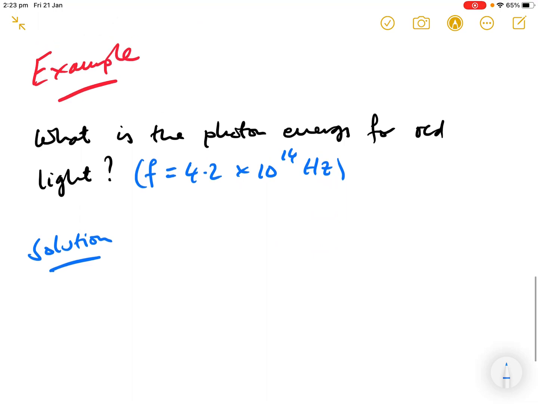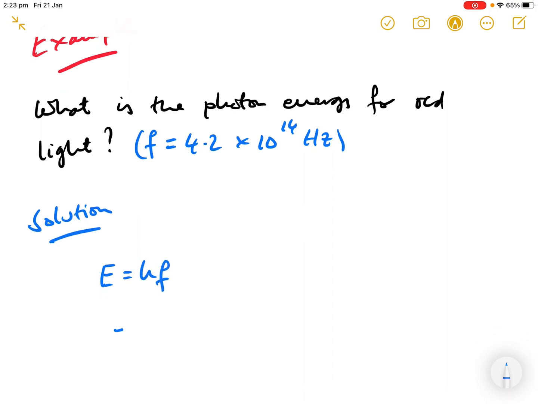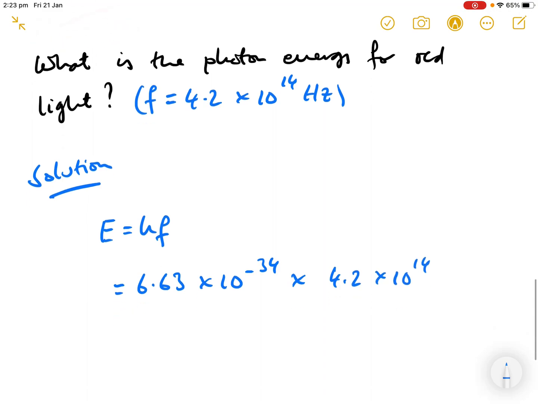So the energy of the photon of that red light would be E = hf. Now h, of course, is Planck's constant. You can look it up in the data table, but it's 6.63 times 10 to the minus 34, and we're multiplying that by 4.2 times 10 to the 14 hertz.